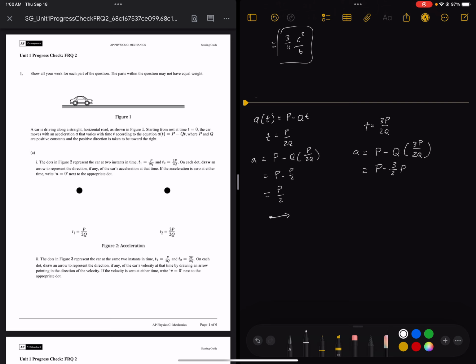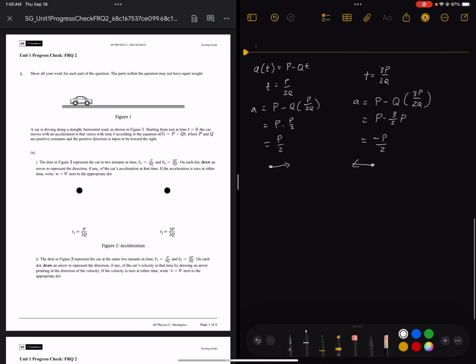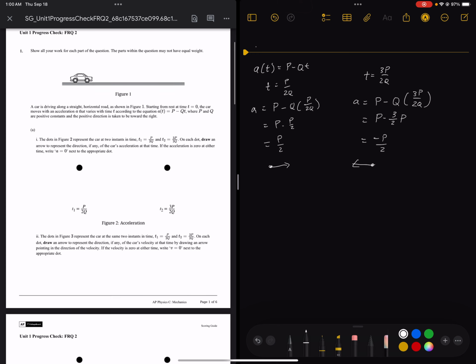So basically I have 2 over 2p minus 3 over 2p. All right, and that's going to come out to negative p over 2, right? So in this case, the acceleration is going to be negative. All right, now let's look at the velocity.